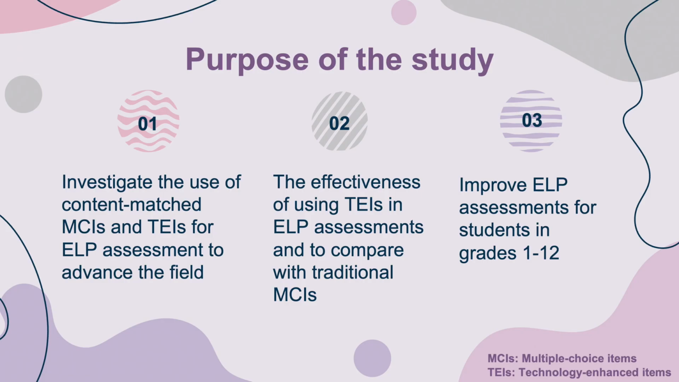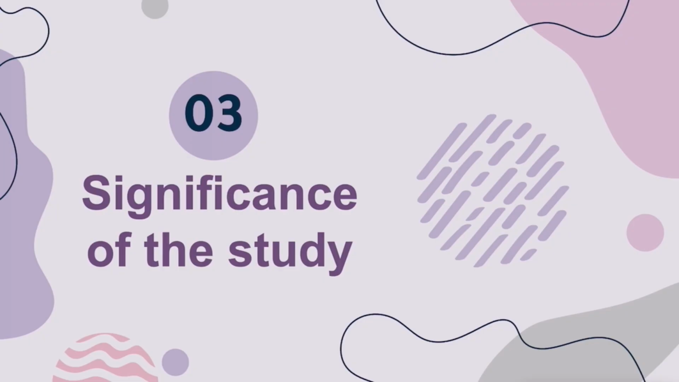There are 3 aims of this study. In prior studies, researchers found there is no content pairing between TEIs and MCIs. So this study intends to investigate the use of content-matched MCIs and TEIs. This study also aims to investigate the efficiency of using TEIs in ELP assessment and to compare the result with traditional assessment. Additionally, this study aims to help improve ELP assessment for young students.